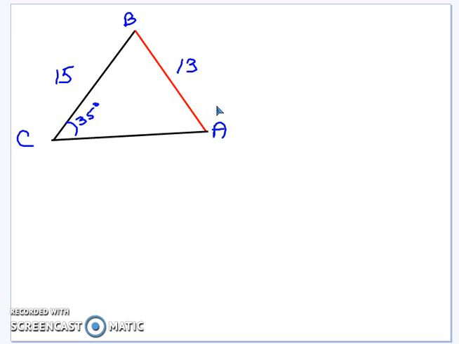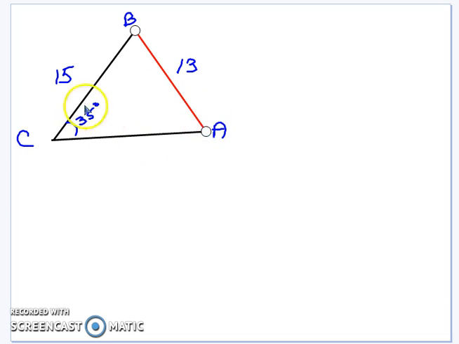Good day, folks. Today we're going to tackle a question for the ambiguous case of the sine law. In this question, we have two sides given to us, 15 and 13, side A being 15, side C being 13, and we're also given a non-contained angle of 35 degrees. This is ambiguous because although I have it drawn here, you actually don't know how many triangles you can create.